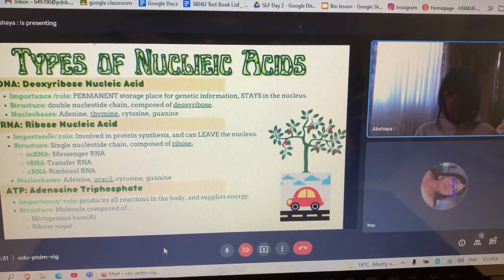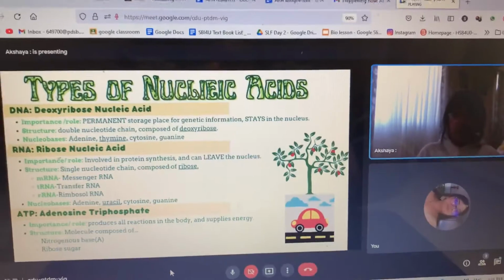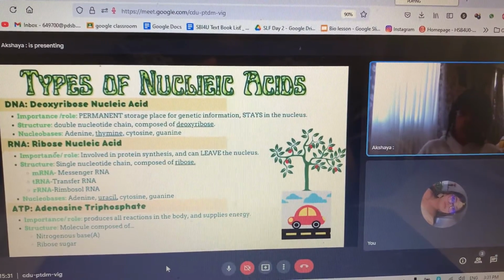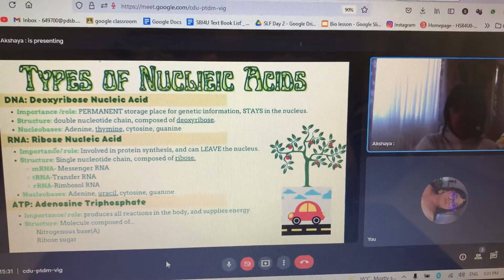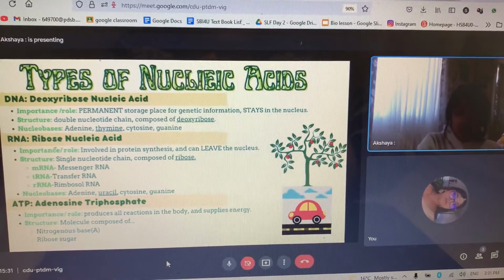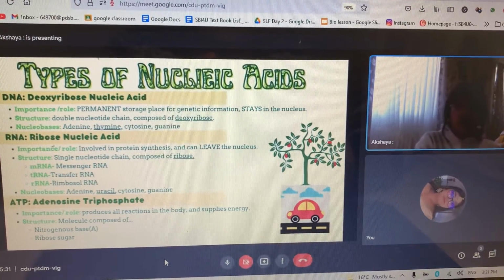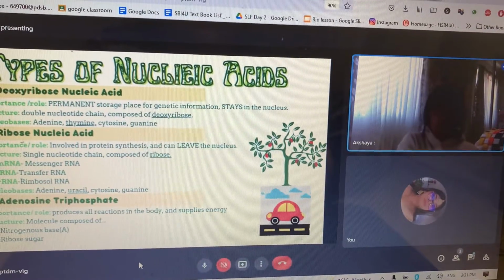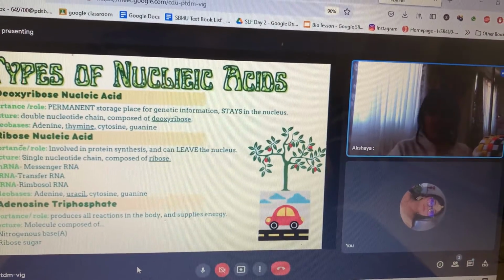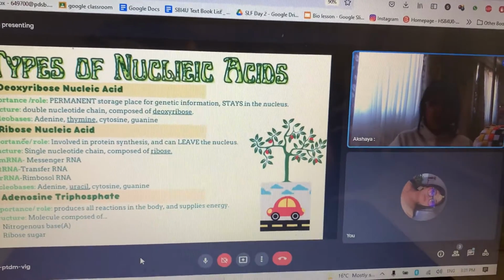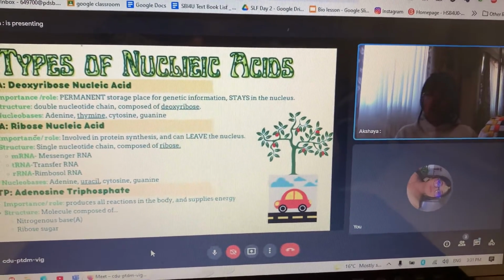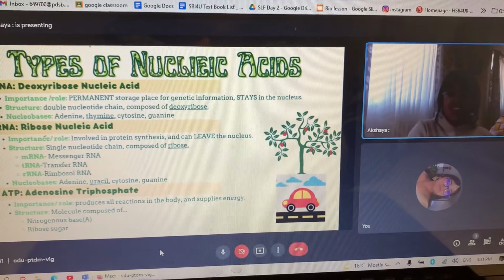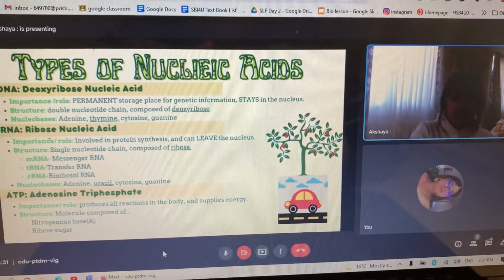Now we're left with ATP, meaning adenosine triphosphate. Adenosine triphosphate is a molecule composed of the nitrogenous base A, meaning adenine, with a ribose sugar, meaning the same sugar that RNA is composed of. But why am I telling you this? You need to understand the importance and the critical roles that nucleic acids play in our body. So here's the rundown. DNA is in charge of permanently storing genetic information.